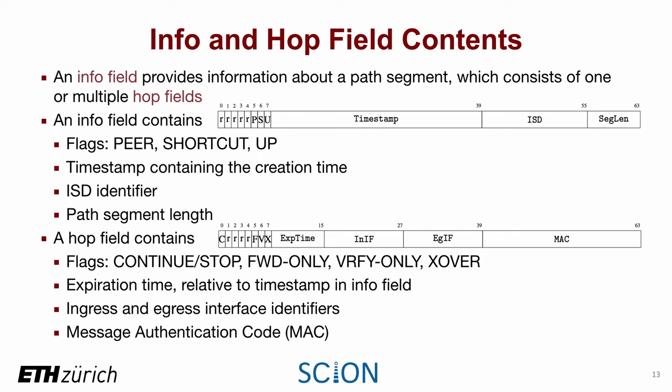The expiration time is a time that is relative to the timestamp in the info field that enables encoding the lifetime of a specific hop field. Then ingress and egress interface identifiers identify the incoming and outgoing links out of an autonomous system. And finally, we have a message authentication code, which enables a cryptographic verification of the hop field contents. We're going to talk about the message authentication code more on a later slide.